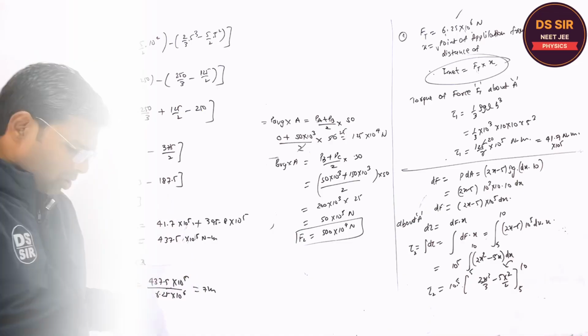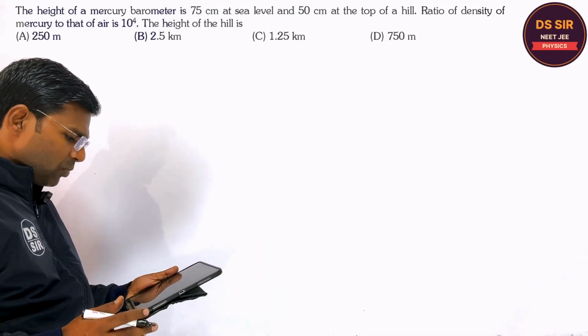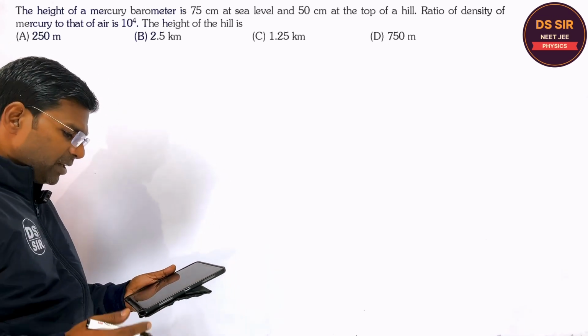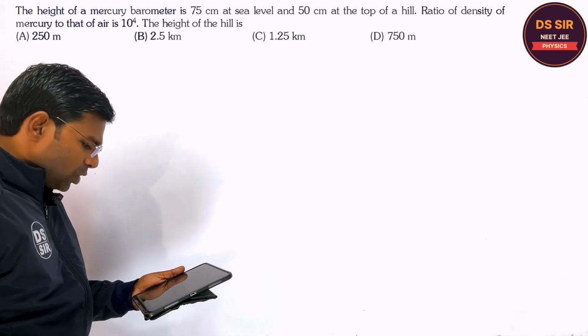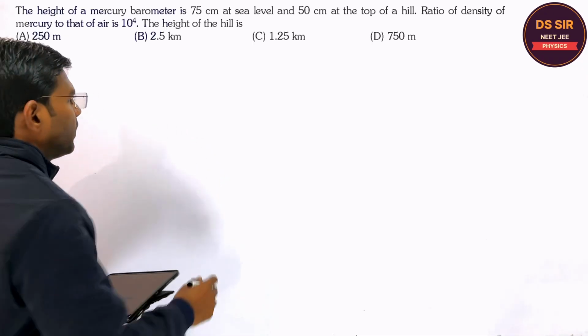Copy this. So the question is: the height of a mercury barometer is 75 centimeter at sea level and 50 centimeter at the top of the hill. The ratio of density of mercury to the air is 10 to the power 4. The height of the hill you have to find.